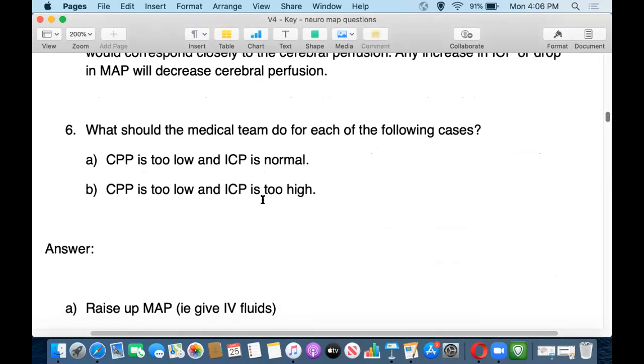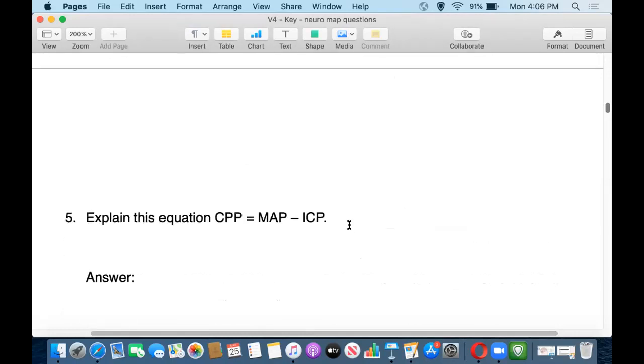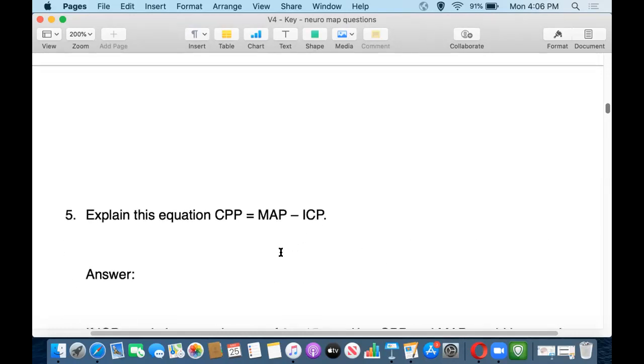CPP is too low, perfusion to the brain is not adequate, and ICP is too high. Well, theoretically speaking, if ICP is high and CPP is too low, mathematically you could raise up MAP. That would make CPP go higher, but you do not want to do that because raising up MAP would in turn cause ICP to rise as well. It's a really unhealthy, vicious cycle. So if ICP is too high, we need to address the issue of the ICP, lower the ICP, and then mathematically, CPP will go back up.